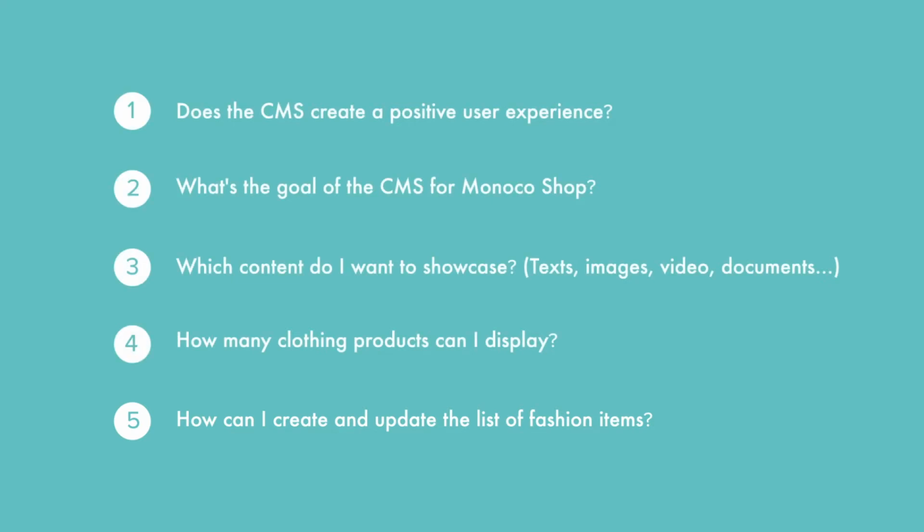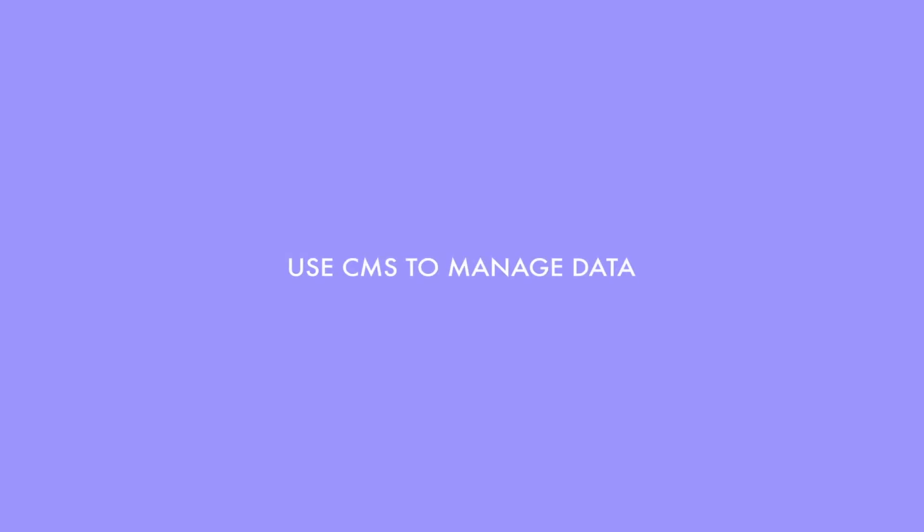After answering these questions, you should prepare the list of clothing items for Monoco Shop, such as photos, price tags, descriptions, etc. You can also use the sample file about CMS items in the description of this video. That's all the planning for CMS items, and now let's start managing them using the CMS feature.